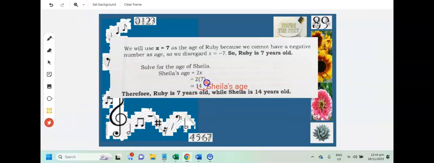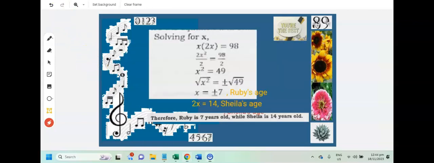Right? So, pwede na ito butangan og label ang 14 as Sheila's age. Okay, so sa inyong solution, pwede nga ani ang hitsura. So you have the solution step, and then for the answer part, we have x equal to 7, and then we put comma, and then label it as Ruby's age. And then we say 2x equal to 14. Then we write comma, and then label 14 as Sheila's age. And then followed by the conclusion part. Therefore, Ruby is 7 years old, while Sheila is 14 years old.